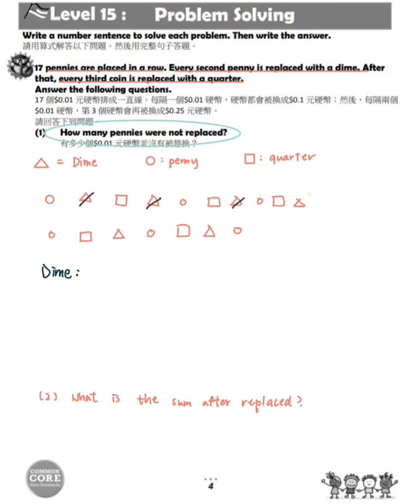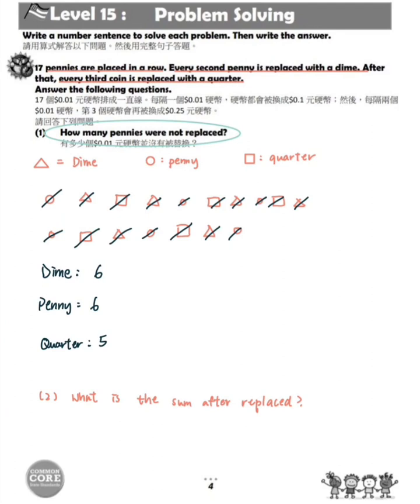1, 2, 3, 4, 5, and 6. There are 6 dimes. Now how many pennies do we have? 1, 2, 3, 4, 5, 6. There are 6 pennies. Then how many quarters do we have? There are 1, 2, 3, 4, and 5. There are 5 quarters.